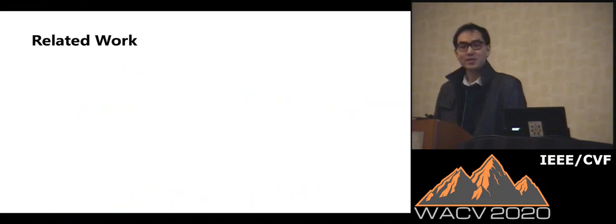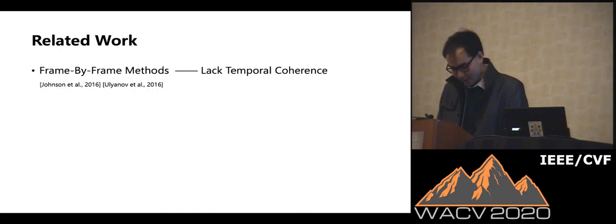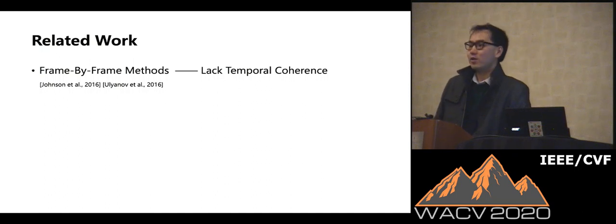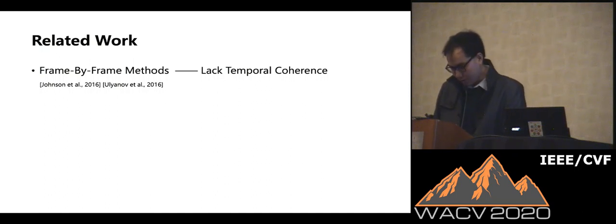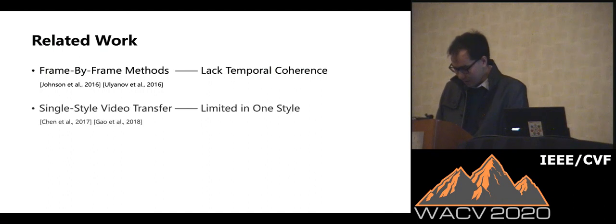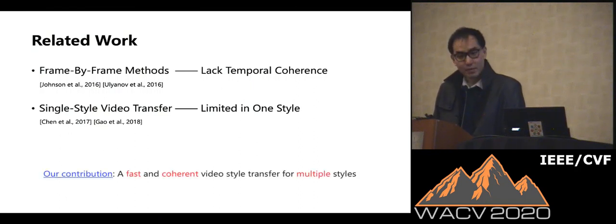So there's a bunch of existing works on this topic. The first branch is applying image stylization methods in a frame-by-frame way. However, we observed that this will cause severe flickering issues and lacks temporal coherence. The second branch is fast single style methods that train one model for one style example. So it is limited to one style example and has zero generalization. So in this work, we propose a fast and coherent video style transfer for multiple styles.